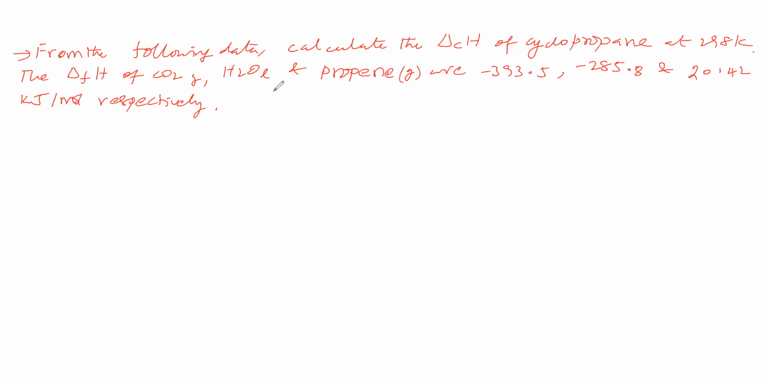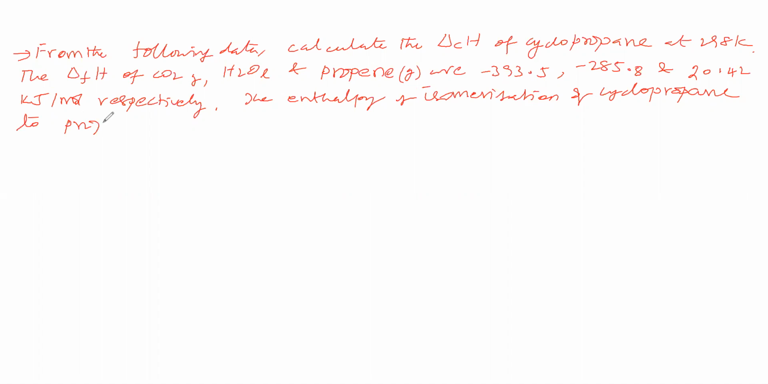The enthalpy of isomerization of cyclopropane to propene is minus 33 kilojoule per mole. Let us write the required equations. Let us write the given equations.